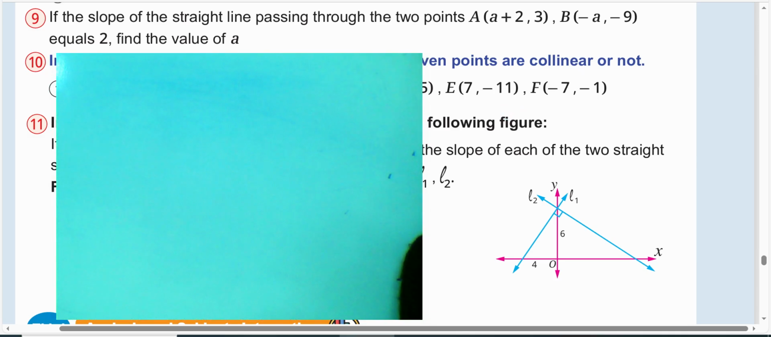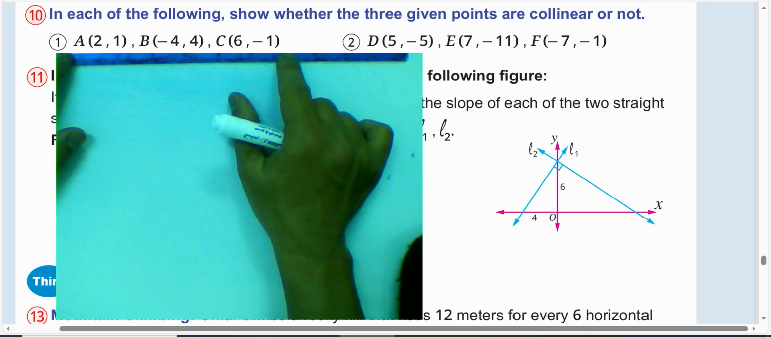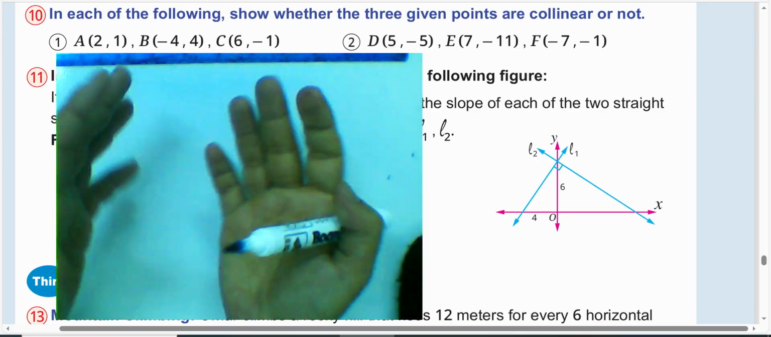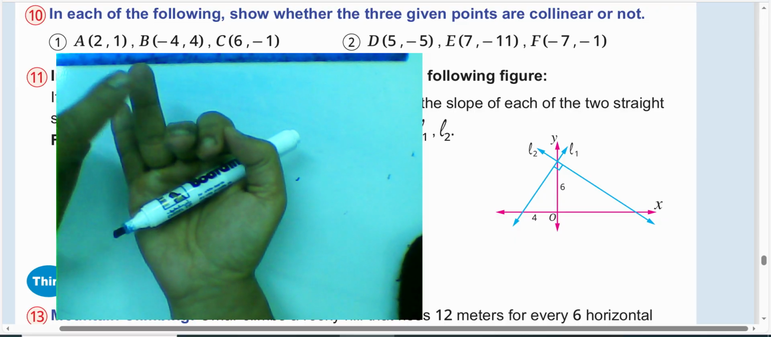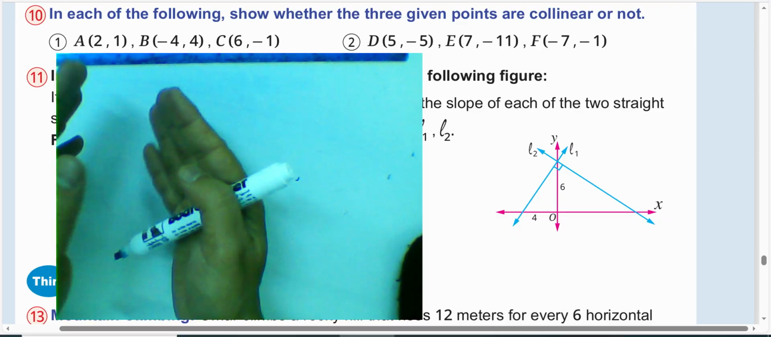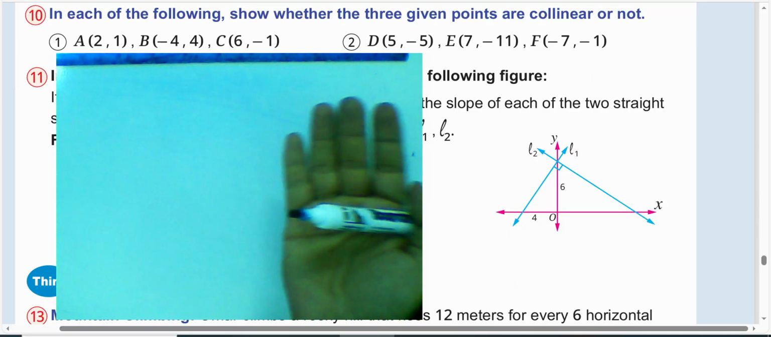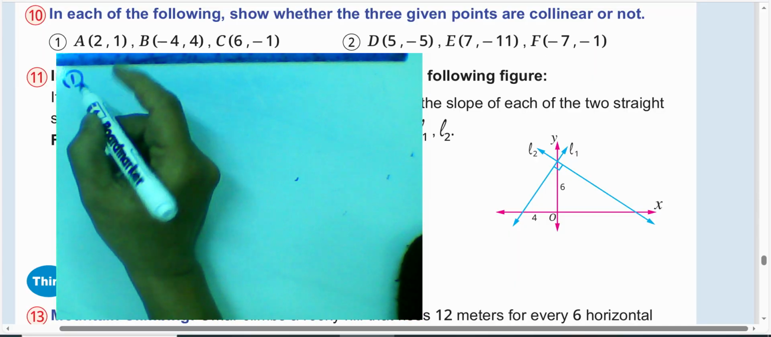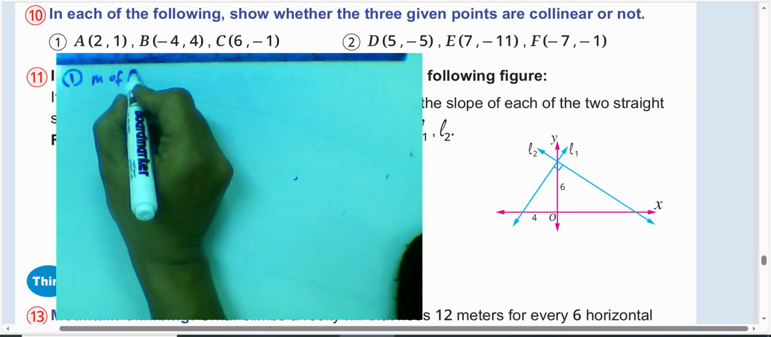Next, question number 10. Choose whether the 3 given points are collinear or not. Okay, first we can find the slope of AB and BC. If they are equivalent, then A, B, and C are collinear. If they are not equivalent, then the 3 points are not collinear. First I will solve this example. Find the slope of AB.